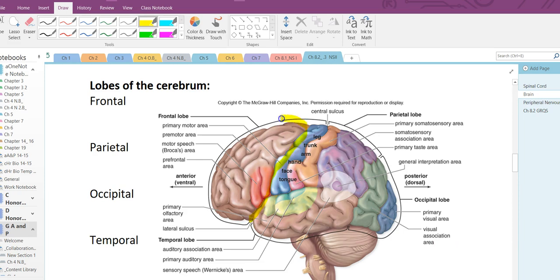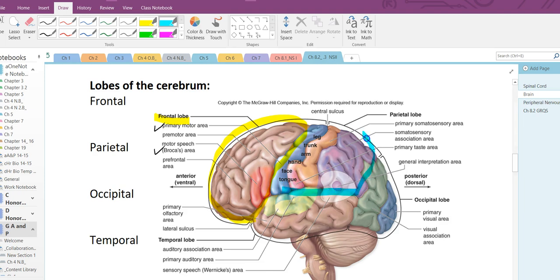Here's the frontal lobe. And so when it comes to the frontal lobe is where we're going to control all of our body movements. We call that the primary motor area. Also where we're going to control our speech. It is also going to be responsible for allowing us to be thinking about critical thinking. Critical thinking happens in our frontal lobe. And then you have 2 parietal lobes.